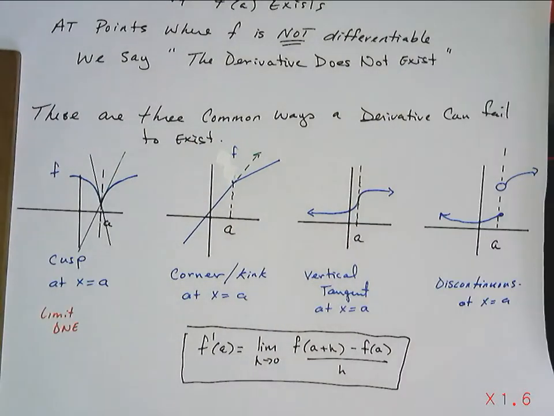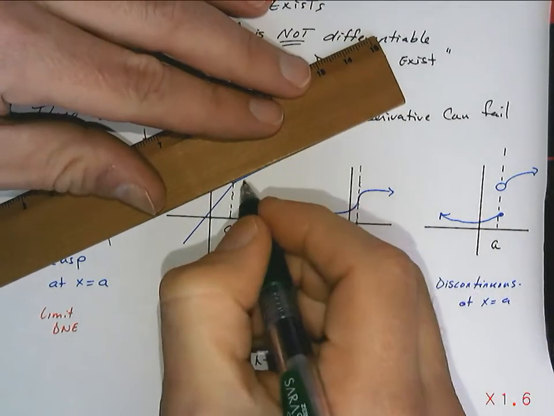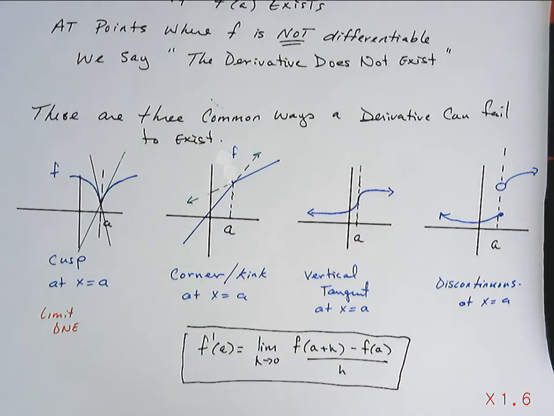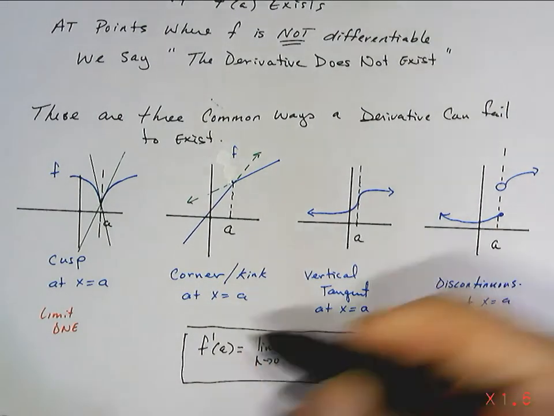So there's my kink, or my corner, and you'll see that my two slopes of the tangents aren't matching up, are they? So that derivative doesn't exist because the limit doesn't exist. So this limit doesn't exist.